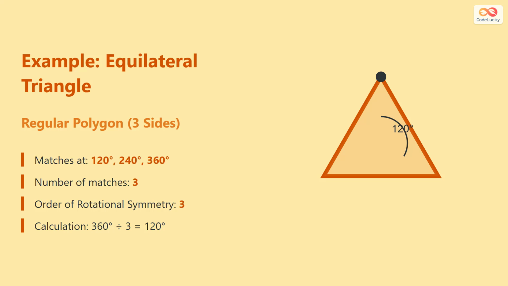Let's look at an equilateral triangle. It has 3 equal sides. If we rotate it, it matches its original position 3 times in a full circle. Once at 120 degrees, again at 240 degrees, and finally at 360 degrees. So, its order of rotational symmetry is 3.